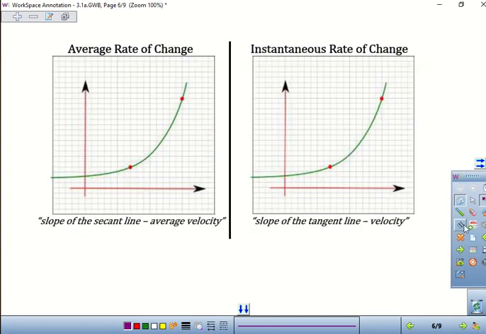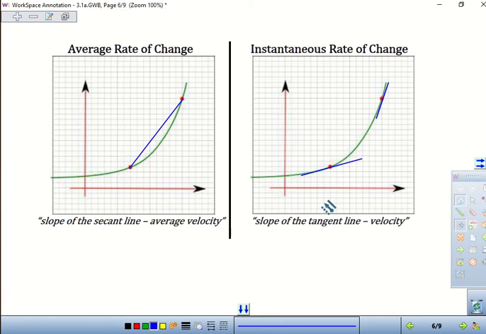So average rate of change is always known by a secant line. A secant line is where you connect the 2 points and you find the slope of that secant line to find the average rate of change between the 2 points. Instantaneous rate of change is known by tangent lines. So tangent lines are a bit different. They only touch the curve once, and they help us find the exact slope at a point.